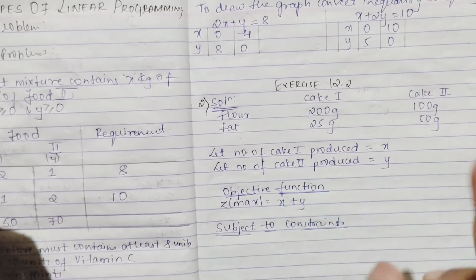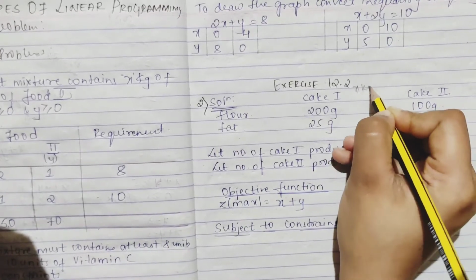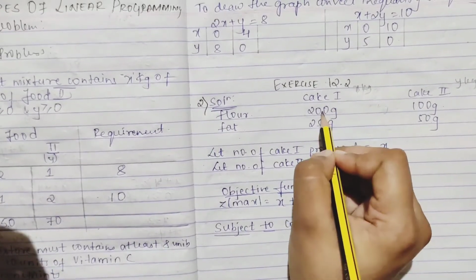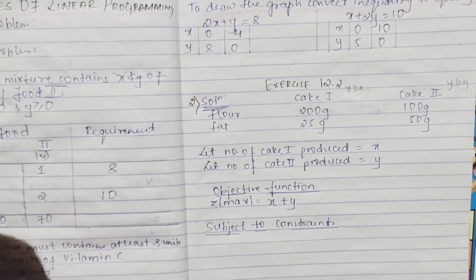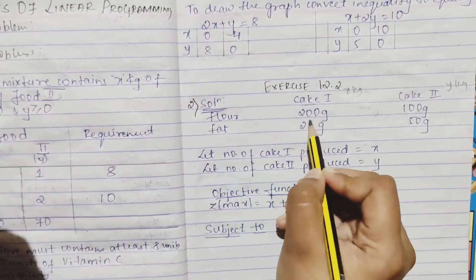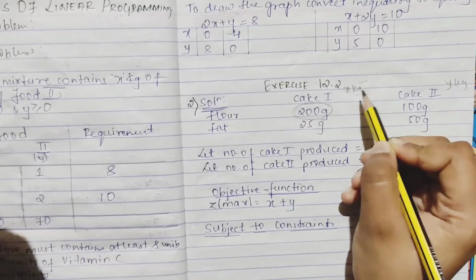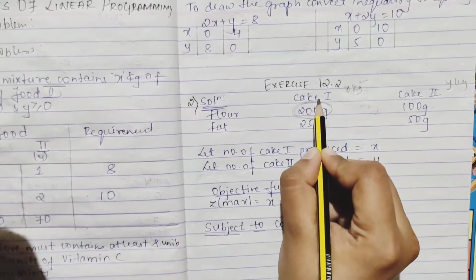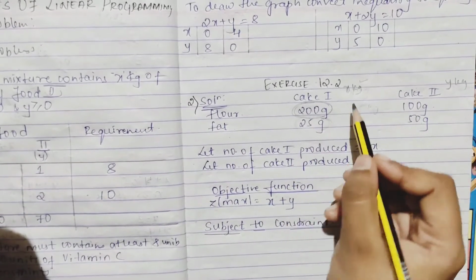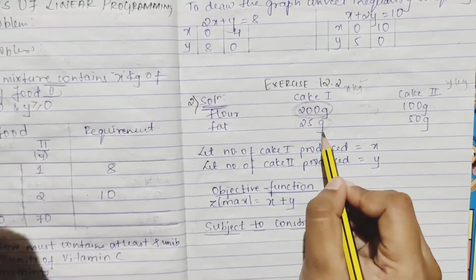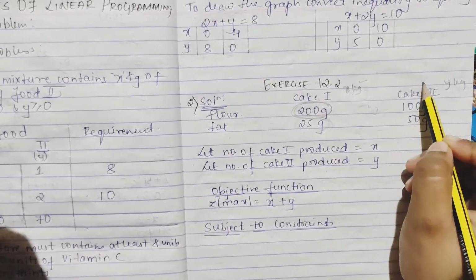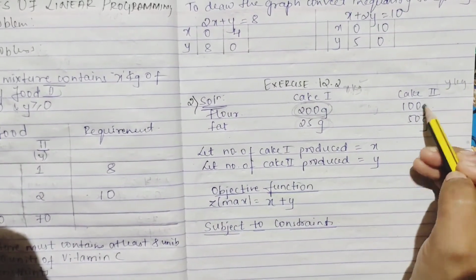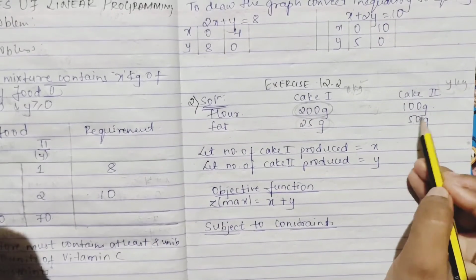Now see, suppose we are making x kg of cake 1 and y kg of cake 2. To make 1 kg of cake we need 200 grams of flour. Then to make x kg of cake, how much do we need? 200 into x, right? Same, to make 1 kg of cake we need 25 grams of fat, so for x kg, 25 into x. Same way, to make 1 kg of the other cake we require 100 grams of flour. Then to make y kg, how much? 100 into y, right? Same way for fat, it will be 50 into y.